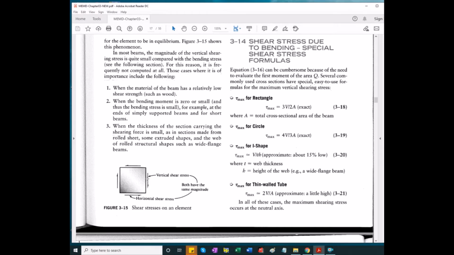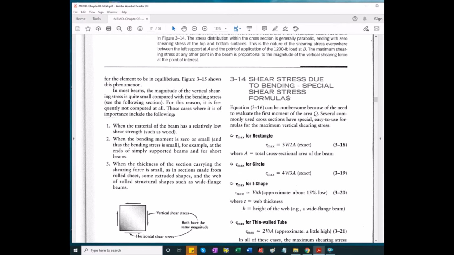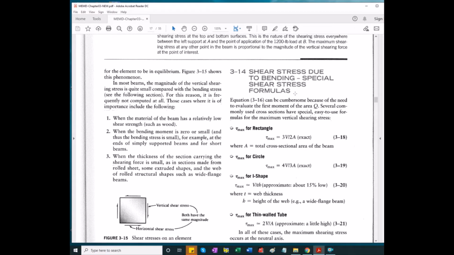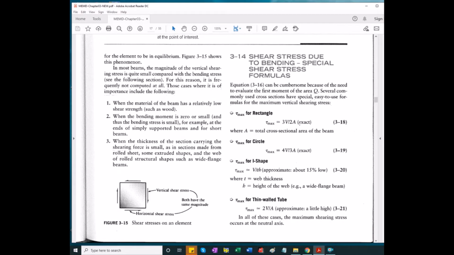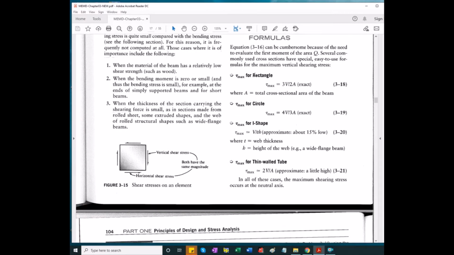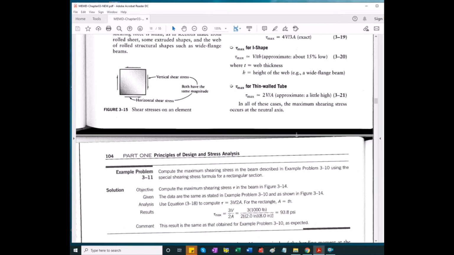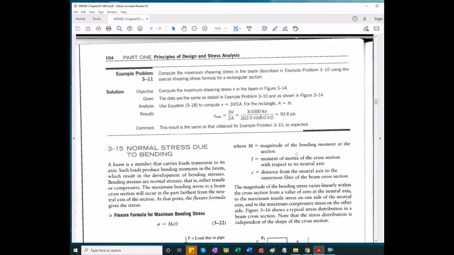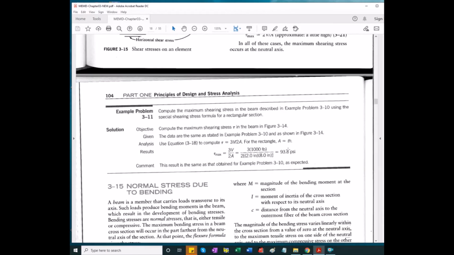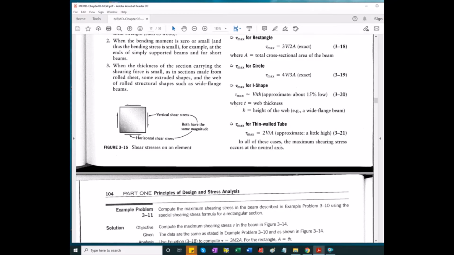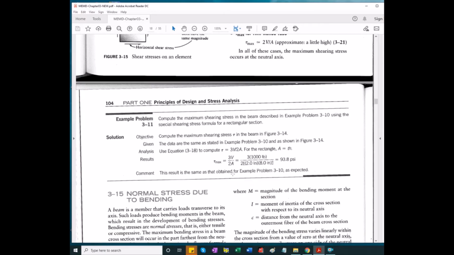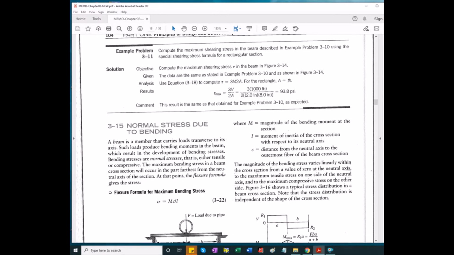Again, go back to your strength book. We have special formulas that allow us to calculate the maximum shear stress for a rectangle, circle, I-shape, and thin-wall tubing. They come from the same author, the strength book, and we'll be using these in search of the maximum shear stresses caused by bending.